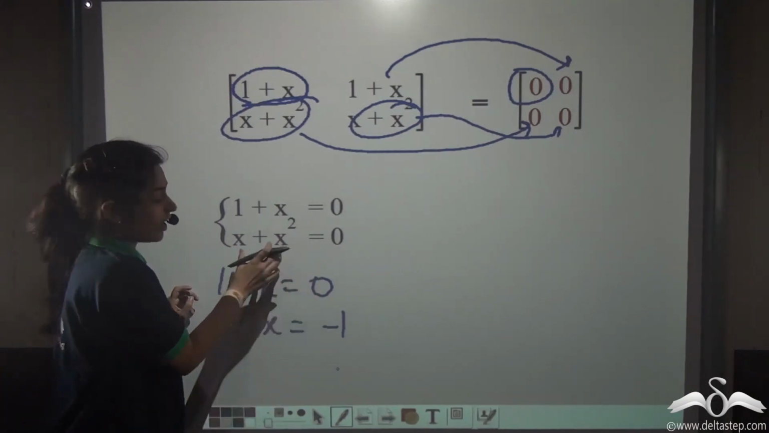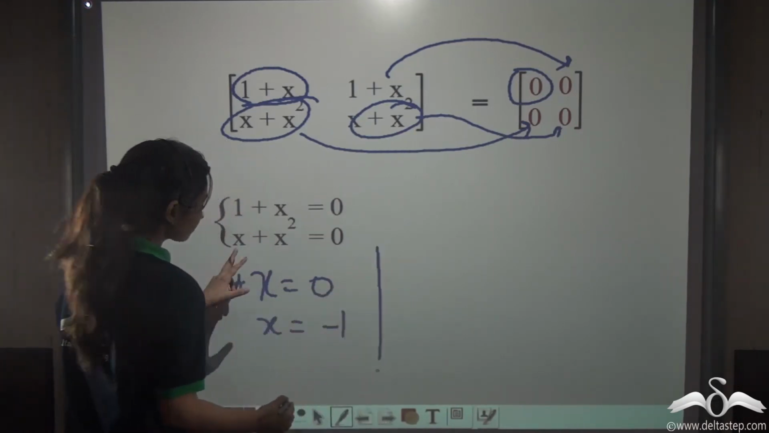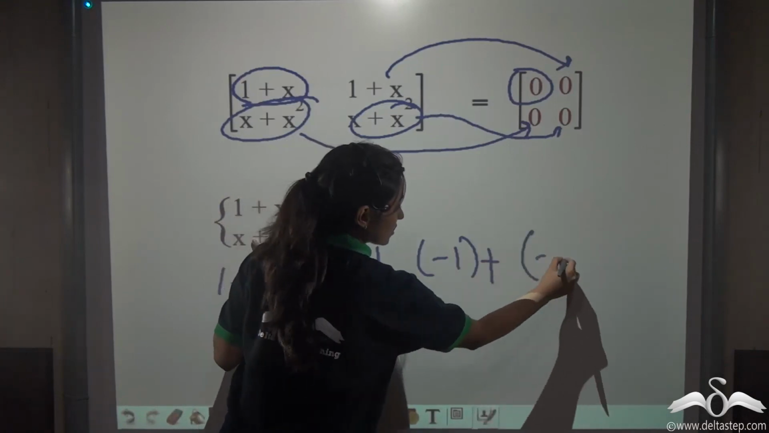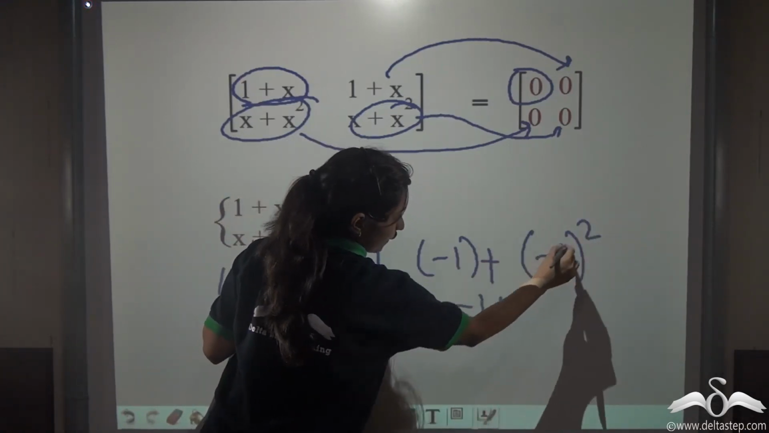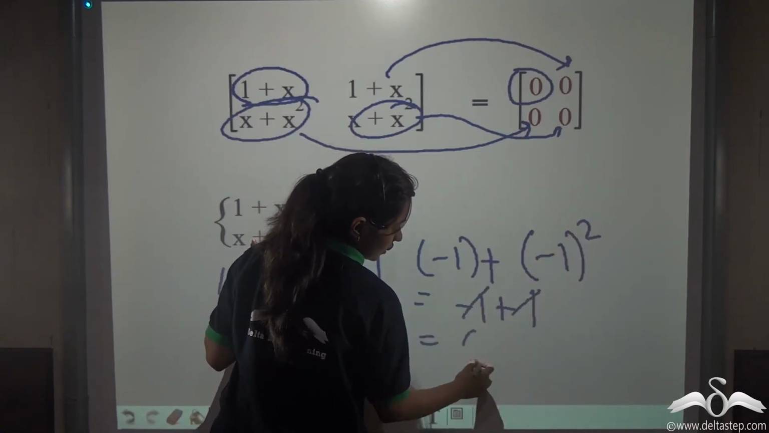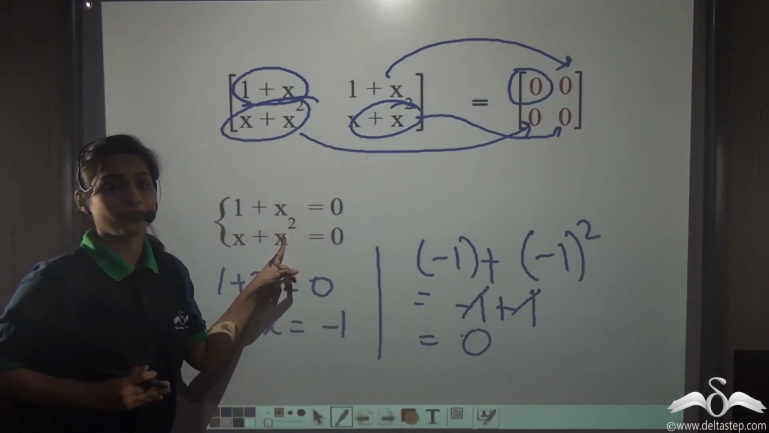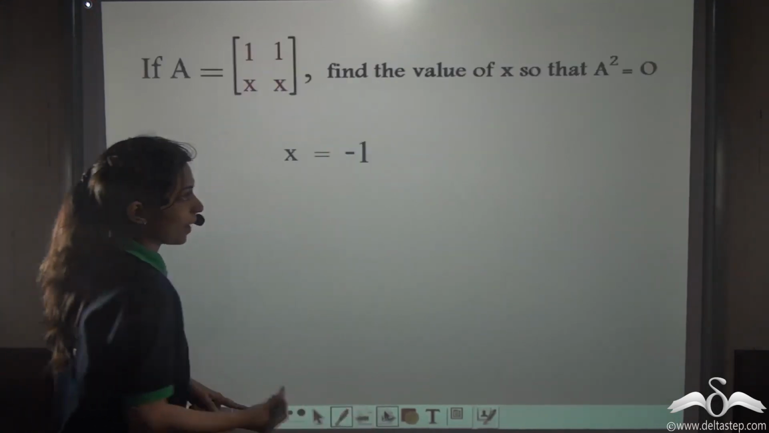Well, we can actually verify this with the second equation to check our answer. If x is minus 1, then x plus x square gives minus 1 plus minus 1 into minus 1, which is plus 1. This gives us 0. So this verifies our second equation. That means we have got the perfect value for x for this matrix. So x is equal to minus 1.